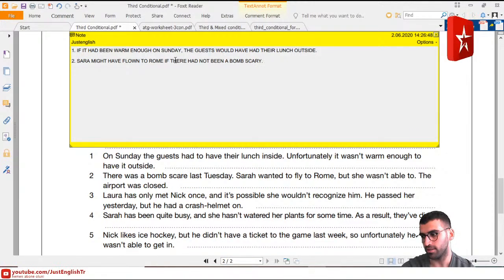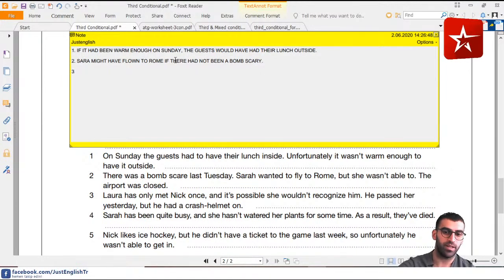Minever says, "If the airport hadn't closed, Sarah would have flown to Rome." If the airport hadn't been closed, we have to use the passive. But is this right, teacher? Unfortunately, no, Mr. Bahtiyar, because of your small mistake related to the verb. Gülsafa says, "If there hadn't been a bomb scare last Tuesday, Sarah might have to fly." Might have, Gülsafa, might have flown to Rome. Don't forget to use the past participle form of the verb for the main clause. All right, main clause: would have plus past participle.